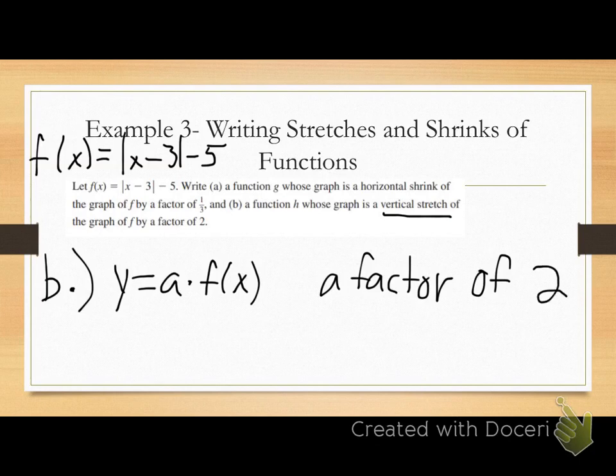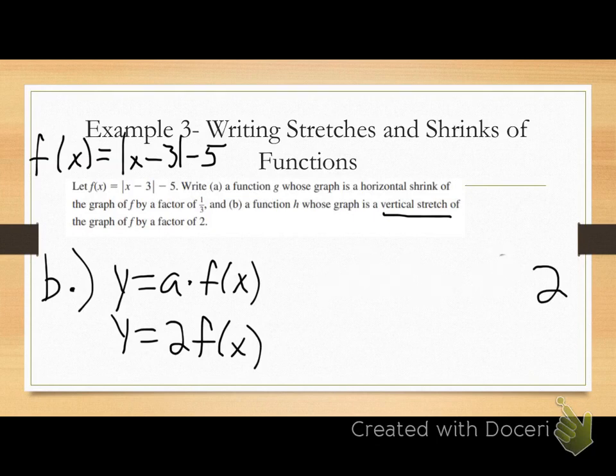So do I have to put 1 over a? No. So what am I plugging in for a here? 2. So I'm doing y equals 2 times my function. Does that make sense? For vertical stretches and shrinks, you don't have to do 1 over a, you just do a. So what is 2 times f of x telling me to do? Multiply. Double it. Double your f of x.